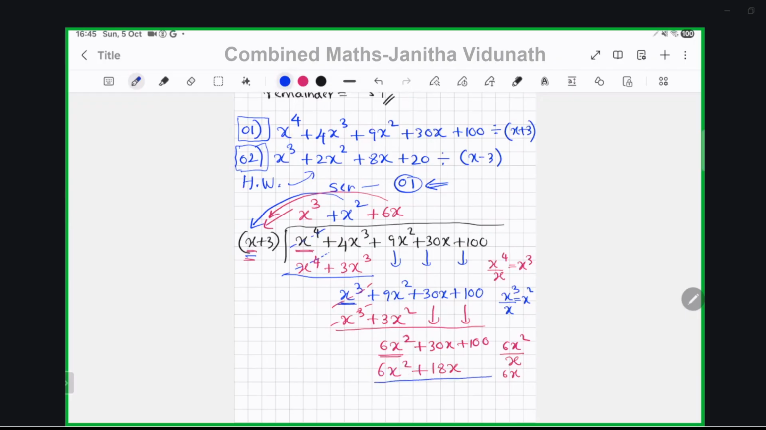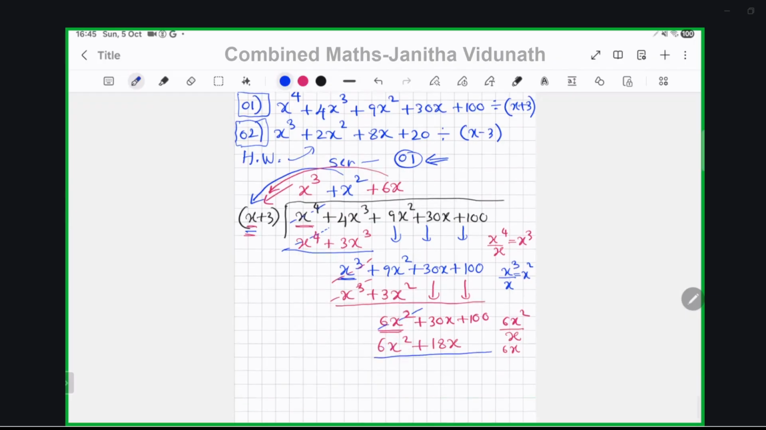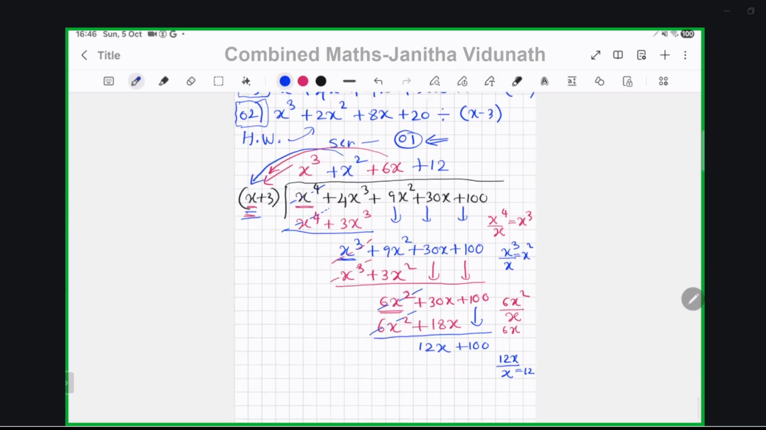Then we need to subtract those two terms. Then the 6x square terms are cancelled out. 30x minus 18x means 12x. Then 100 needs to be brought down. Then we need to divide 12x, the leading term of the remainder, by the leading term of the divisor. Then we will get the value 12. Then we write down 12 as our next term in the quotient.